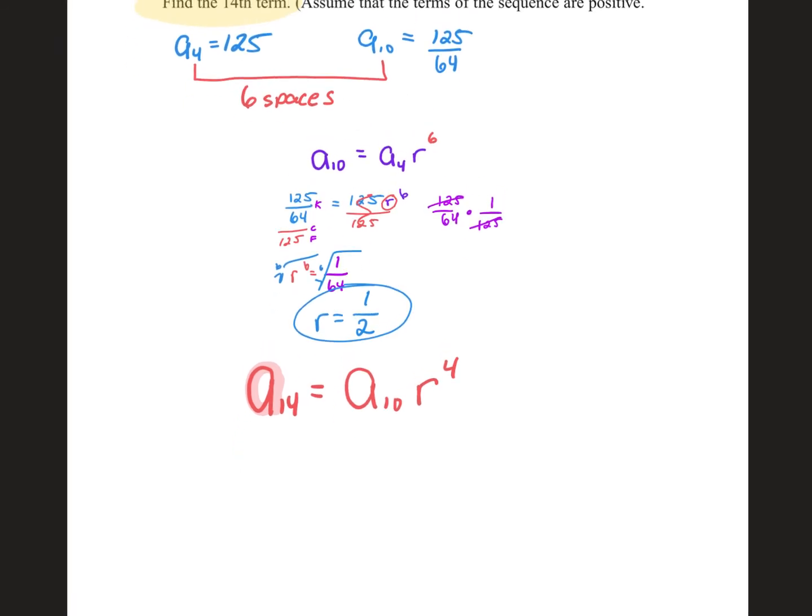So now we can just fill in. The 10th term is what I'm using. The 10th term I said was 125 over 64 times, what's my common ratio? 1/2, and I'm going to raise that to the 4th power.